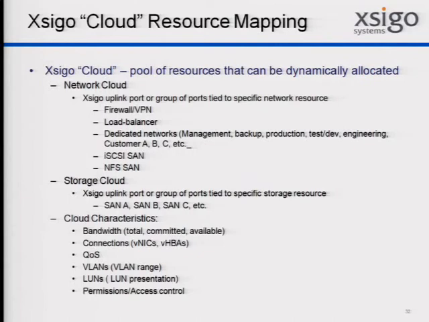The characteristics of these clouds are things like bandwidth. We've got total bandwidth, committed bandwidth, and available bandwidth. We've got connections, which in Xsigo terms are virtual NICs and virtual HBAs. We've got quality of service, VLAN and VLAN ranges, and LUNs and how those LUNs are presented. We've got permission and access control. So these are the high-level characteristics of the Xsigo cloud. Now, you still have to configure your downstream networks and your downstream storage infrastructure to be able to map and characterize that service to offer to somebody.